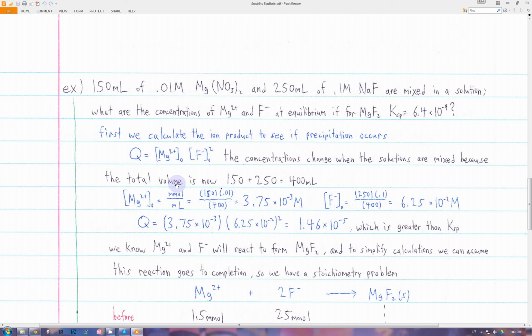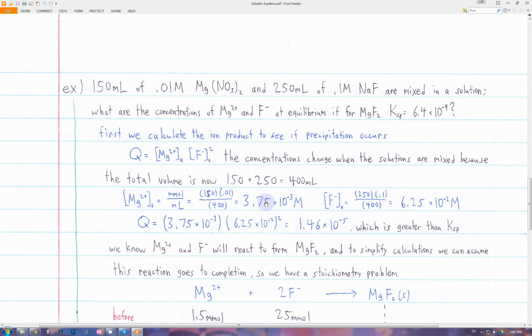So we're going to use the millimole since we have the milliliters. So the total millimoles of magnesium is just 150 milliliters times its concentration. And then the millimoles divided by the new volume, which is 400 milliliters, because you just add the volumes of these two solutions. And then that gets you the new concentration. And we did the same thing to find the new concentration of the fluoride ion.